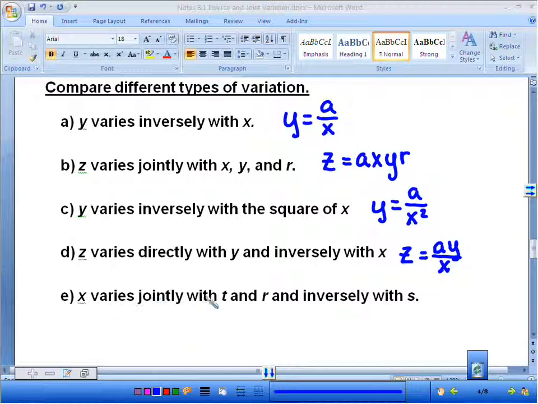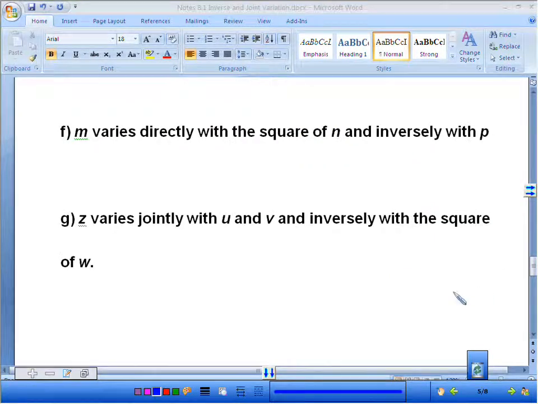X varies jointly with t and r, and inversely with s. You try these and see if you can get the right answer by yourself.